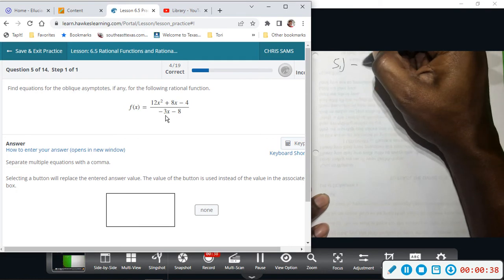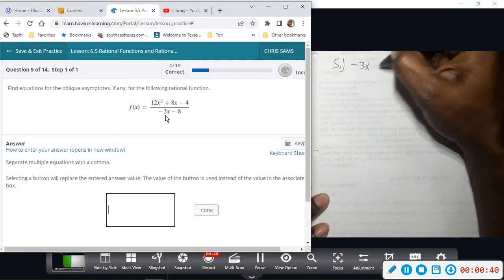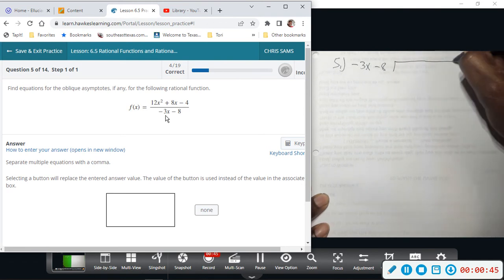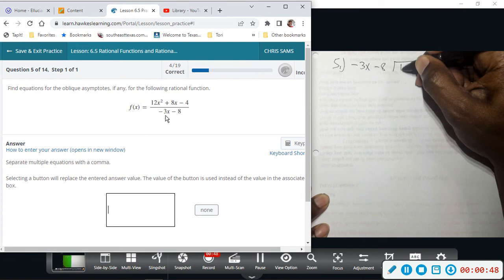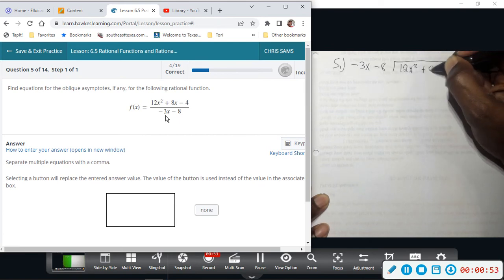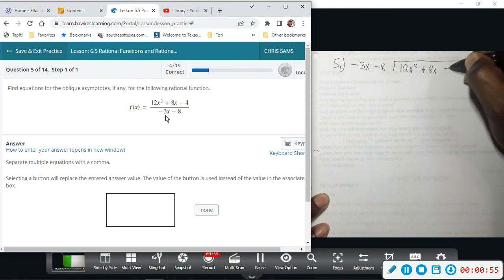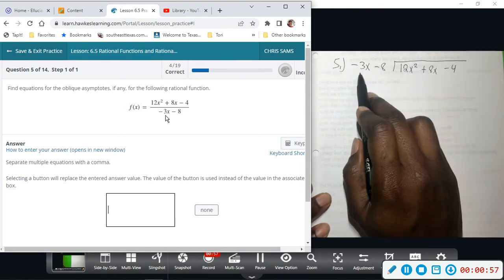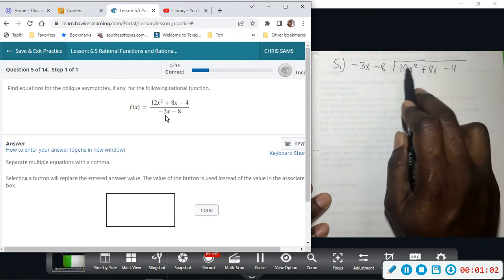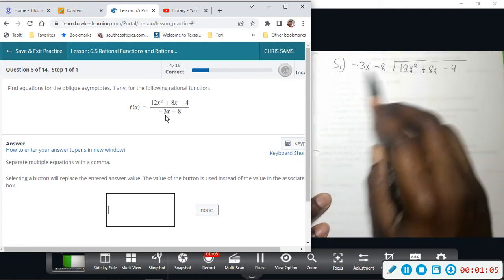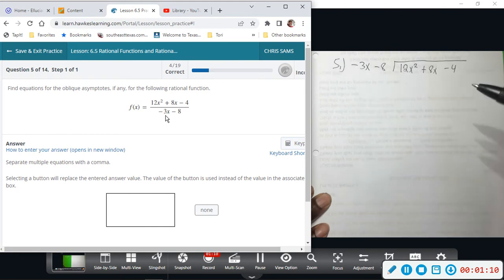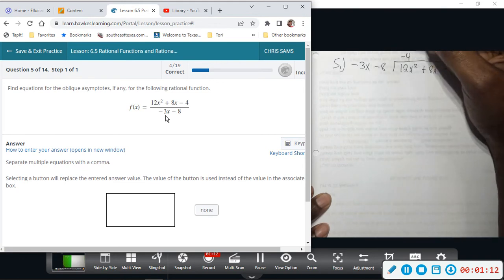So we got a negative 3x minus 8. And then we're going to do long division. Divide that into the 12x squared plus 8x minus 4. Alright. This we want to make the same as this. So in order to get negative 3 to be the same as 12, we need to multiply by negative 4. So that'll get the numbers together.